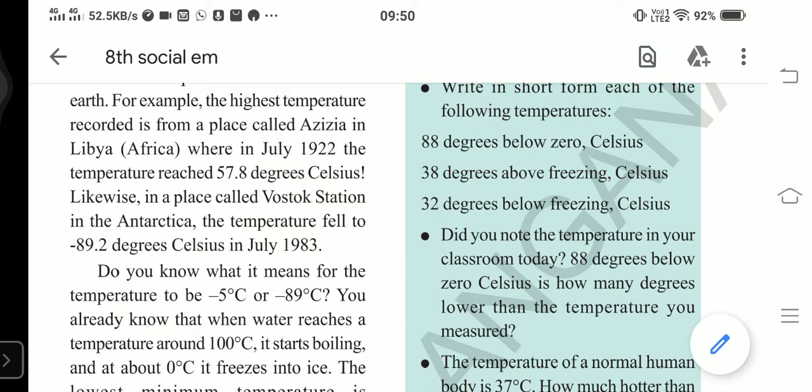You will find this in the examination. Questions will come to you like, in which place is the highest temperature recorded? So keep that in mind.